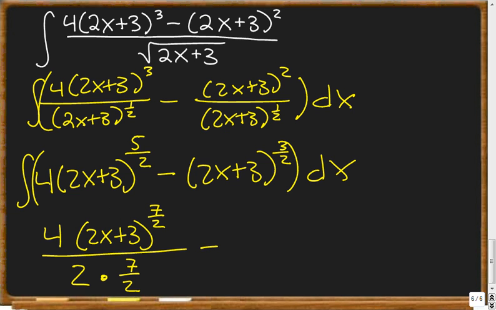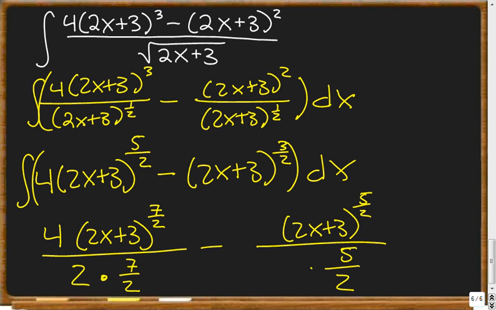Then we subtract away. So we have 2x plus 3. We raise this exponent by 1, which is going to be the 5/2. Divide by that 5/2 and multiply by the derivative of the inside, which is 2. And then tack on c to the end.